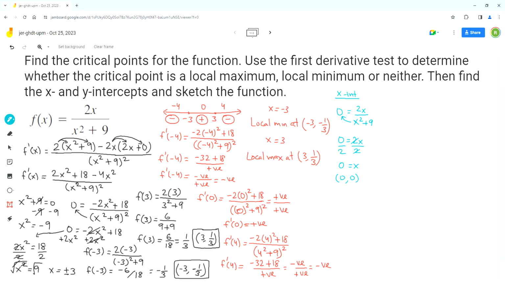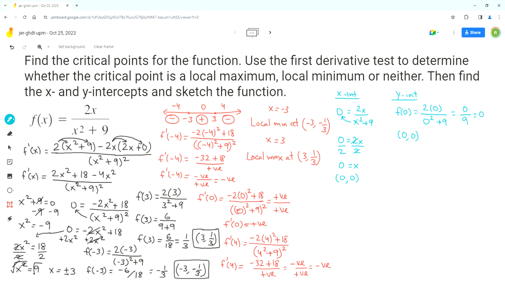Now we can find the y-intercept. And for the y-intercept, we should sub in x as 0 in this given function. So f at 0 equals 2 times 0 over 0 squared plus 9. So we get 0 over 9, which is equal to 0. So the y-intercept is the same point, 0, 0, which is also the origin.